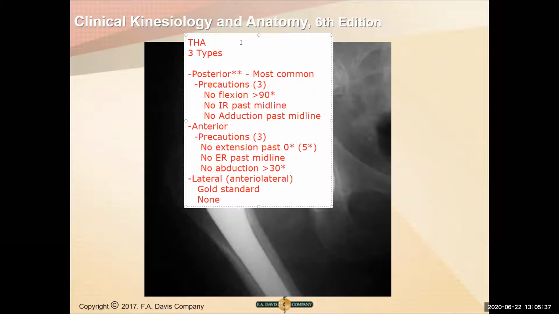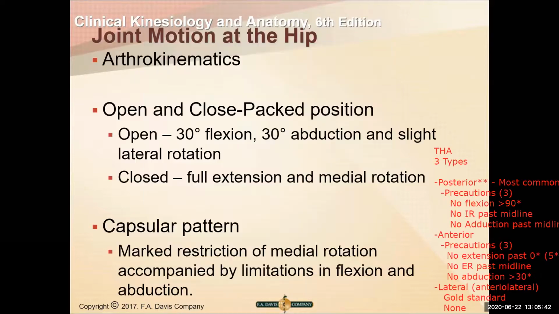All right, I'll just leave these up in the corner in case people need to write them for now. Open pack and closed pack positions, right? Open pack is where we do mobilization. Closed pack is where we have stabilization. So for an open pack position of the hip, we're going to be in about 30 degrees of hip flexion, 30 degrees of hip abduction, so slightly out to the side, and slight lateral rotation. And then closed pack is where we're fully extended and turned inward.